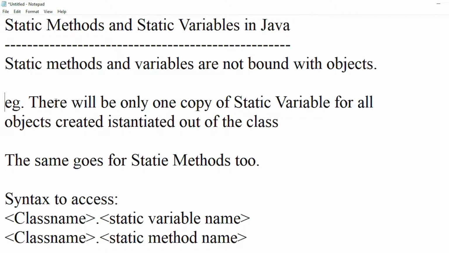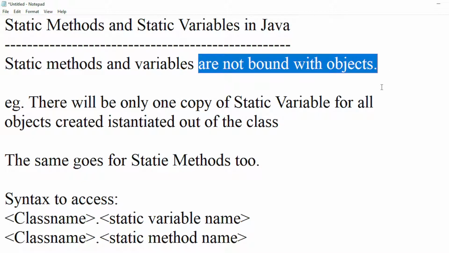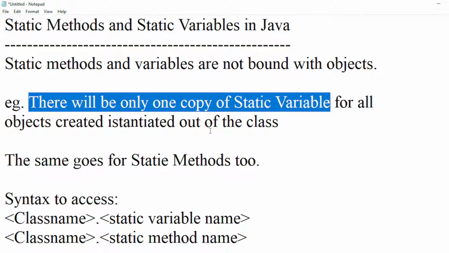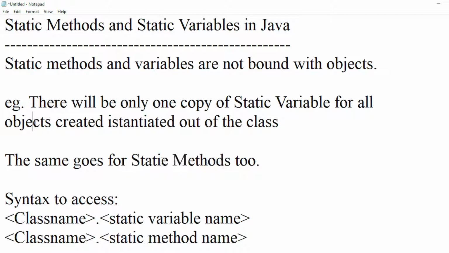For example, the static variables and static methods in Java are not bound with objects. This is one of the things you have to understand. You don't have to instantiate an object to access static methods and static variables. Without instantiation, you will be able to access them, and they are common to all the objects created out of the class. That means there will be only one copy of a static variable or a static method for all the objects instantiated out of a single class. I'll show everything with an example.